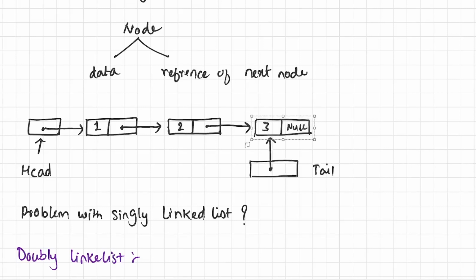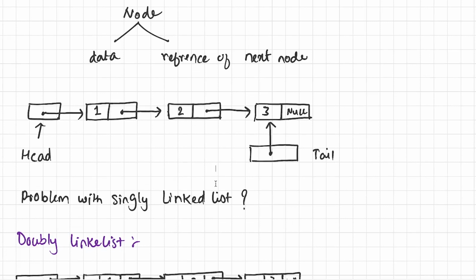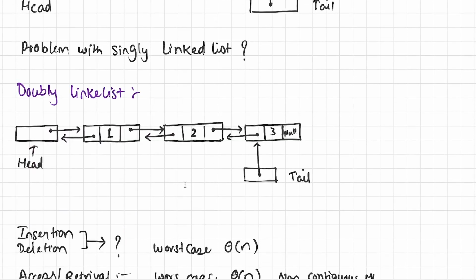There is no link that is going back to the first node. So if you want to access the second node, again you have to start from the head node, then go to the first node and then to the second node. This is the problem that is solved by another type of linked list, that is the doubly linked list. So what happens in a doubly linked list?